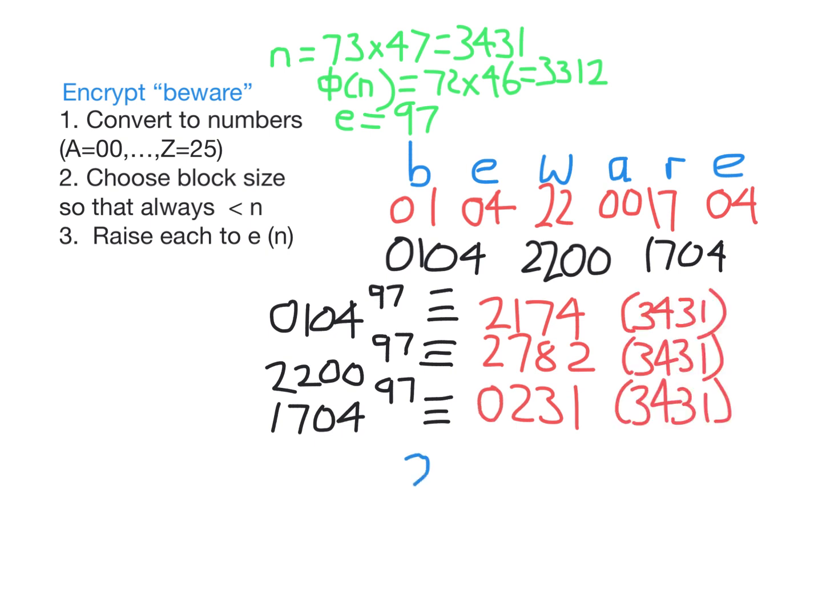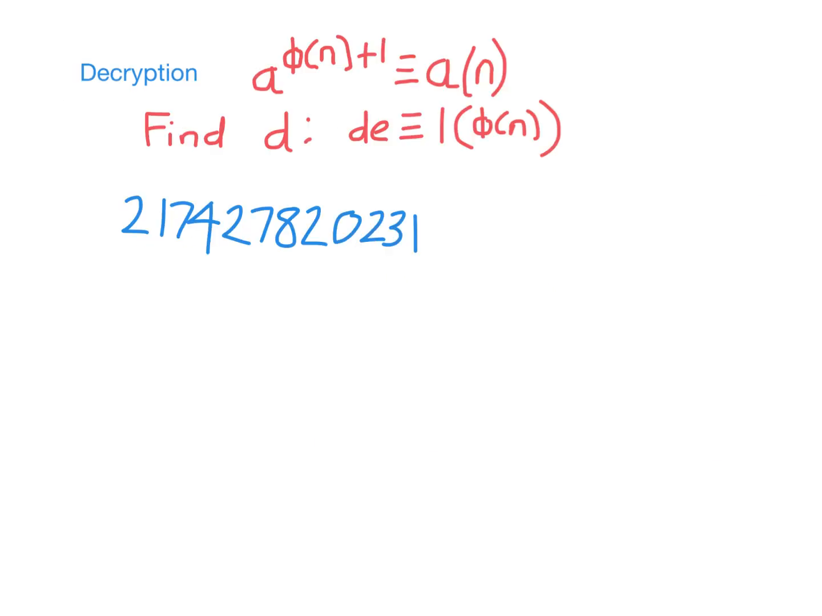So our ciphertext is 217427820231. It will often be displayed in hex. I won't convert it to hex in this video because I think the algorithm is complicated enough. So now what we're going to do is take our ciphertext here and I'll show you how to decrypt it. So here was our ciphertext.